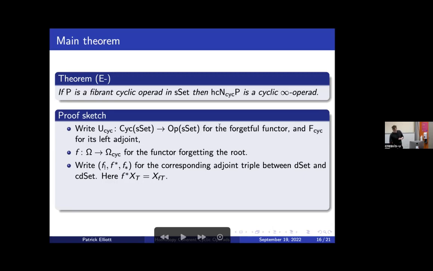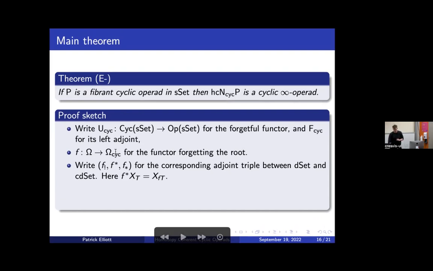So we're going to write U_sic for this forgetful functor, going from cyclic operads to operads, and F_sic for its left adjoint, so it's the free functor. And we're going to have this functor of graphical categories going from the dendroidal category of Moerdijk-Weiss to our cyclic dendroidal category, which just takes a rooted tree and forgets its root.